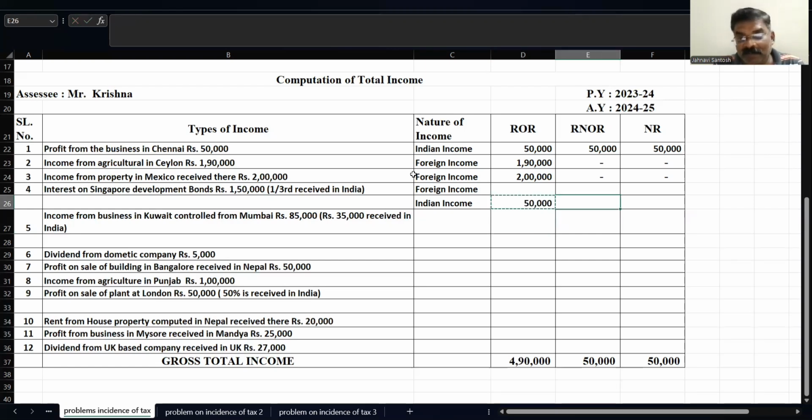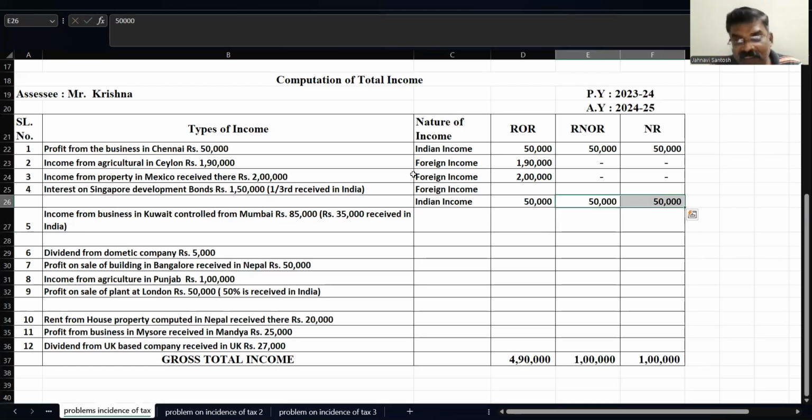Why? Because the amount is received in India, and if it is received in India, it is taxable in all the three cases: resident and ordinarily resident, resident but not ordinarily resident, and non-resident. In all the three cases it is taxable because it is satisfying one of the conditions, where the amount is received in India. For the rest, if I subtract 50,000 from 1,50,000, that I call a foreign income. So I'll mention it as 1 lakh, which is a foreign income.